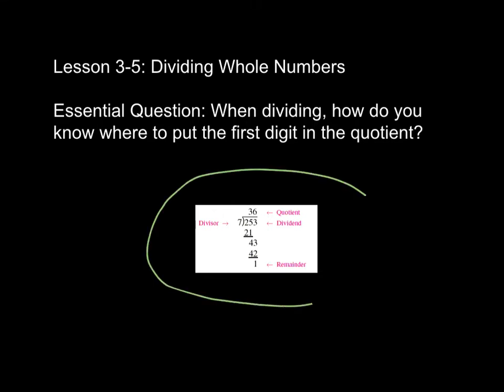This picture here is just a really good reminder of all the vocab words we use when dividing. So here is our divisor. In this example, it's the number 7. Here's our dividend. In this example, it's the number 253. Our quotient, or our answer, is 36, and we have a remainder of 1. If you think you're going to forget what any of those are, please write them down. No vocab for this lesson.